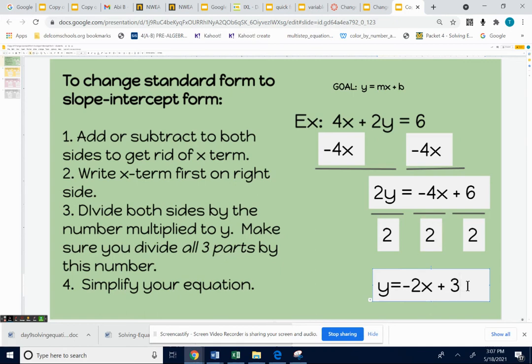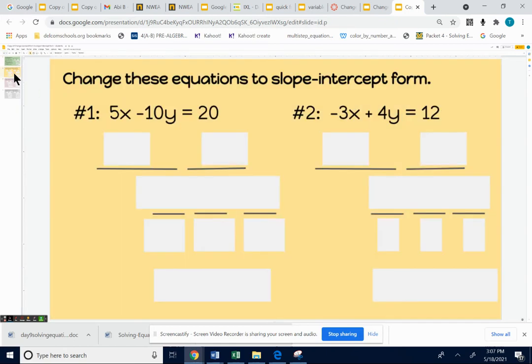Let's do at least one more. I'll go over one more together. Let's look at problem 1. We have 5x minus 10y equals 20. And I want to put this in slope-intercept form. First look at the x term. Look at the 5x. And remember, look at signs in front of things. You don't really care about the sign that follows your terms. You look at the sign in front. This is a positive 5x or an added 5x.